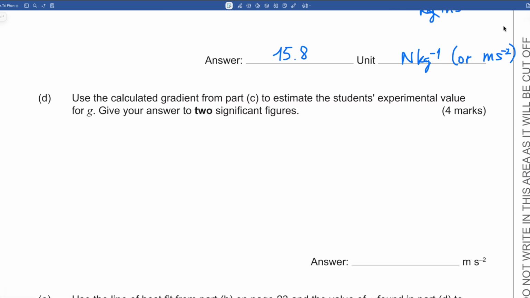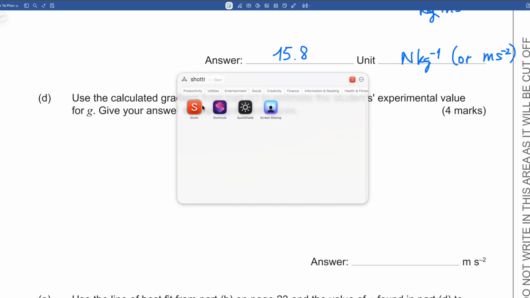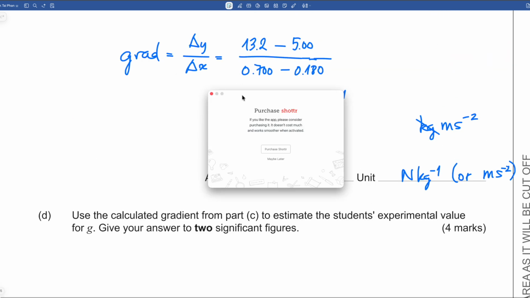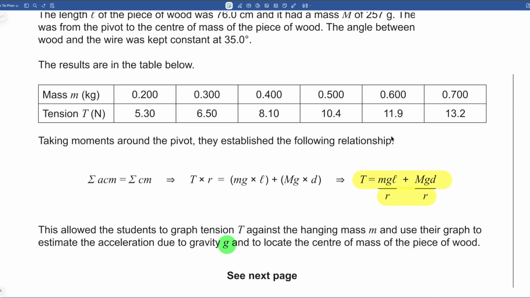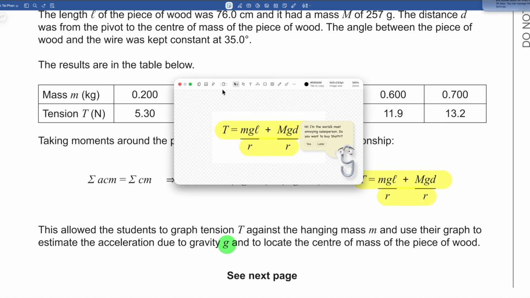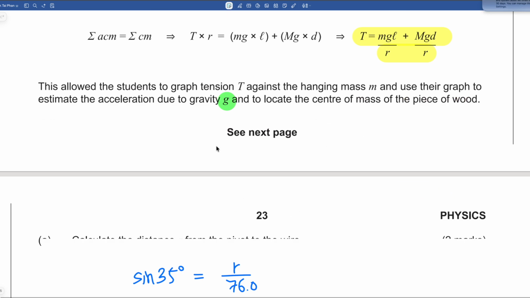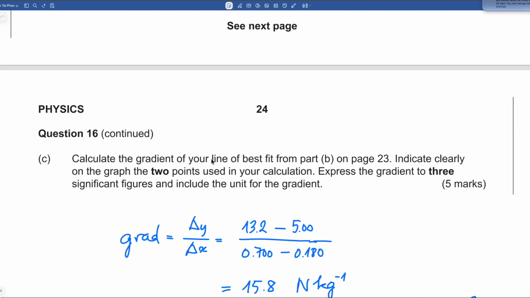Oh, sorry, not this one. Sorry, please wait a second. Let me use a different software to take a screenshot. Okay, take the screenshot of this one. Question 2. Copy it and put it down here.